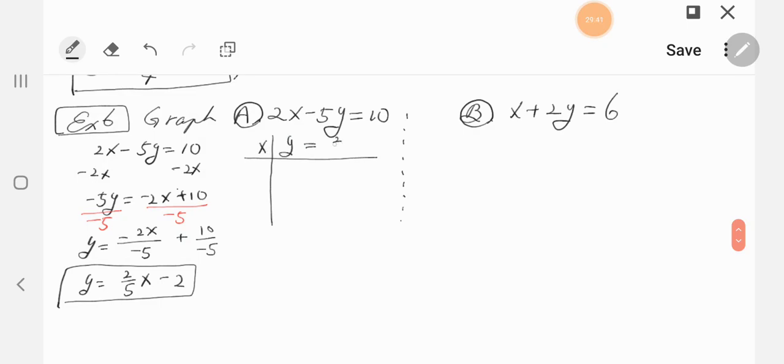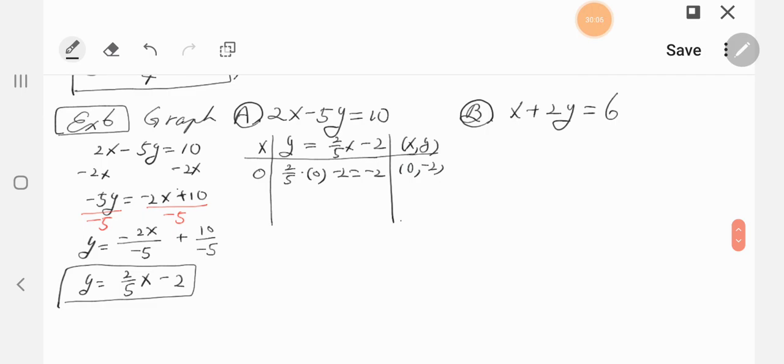So y is 2 over 5x minus 2. If x equals 0, then what is the y value? 2 over 5 times 0 minus 2 is equal to negative 2, right? So the ordered pair is x equals 0, y is -2.